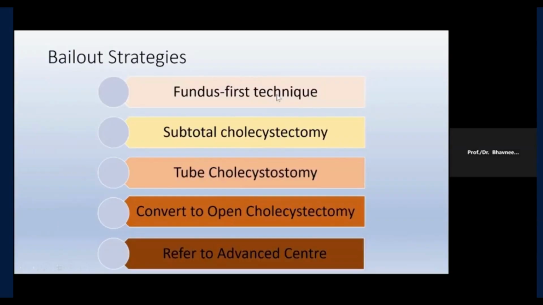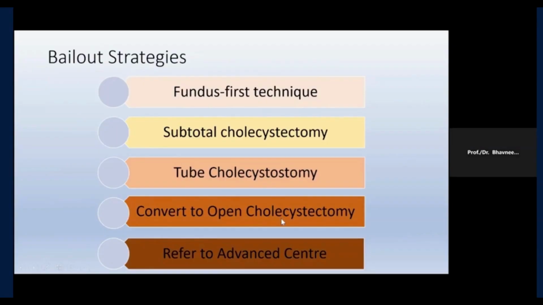Consider what options you have now. And you can go ahead and choose from any of these 5 bailout options. I'm going to talk about them briefly, one after the other. The first option which you can consider is to change your approach and start doing that from top to bottom. So if you are unable to dissect safely in the area of the hepatocystic triangle, go to the fundus first, or as we call it, the retrograde laparoscopic cholecystectomy.